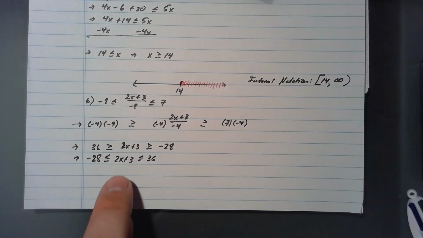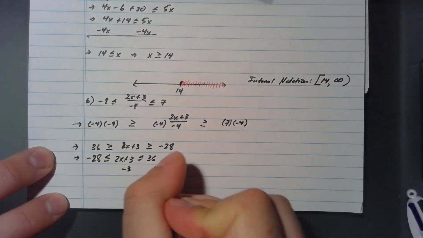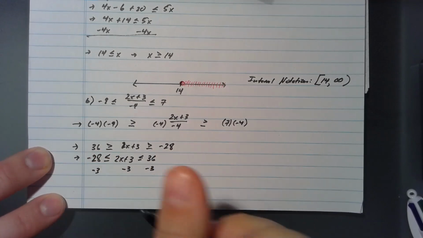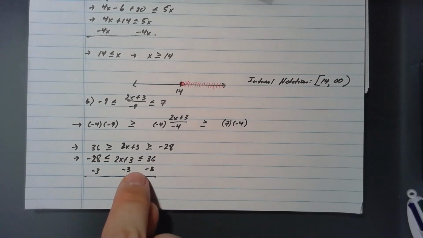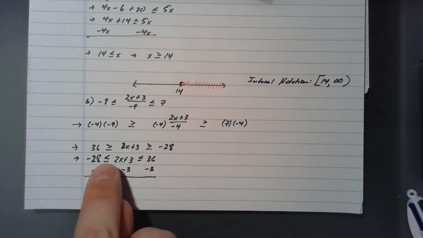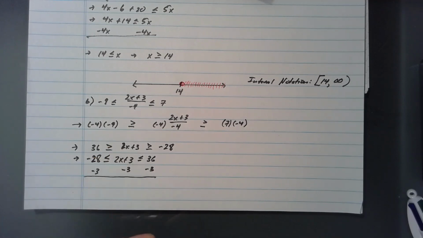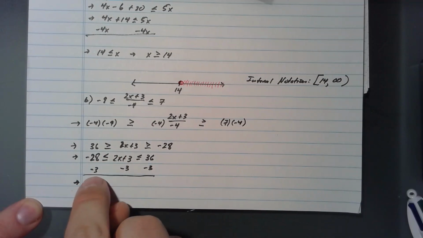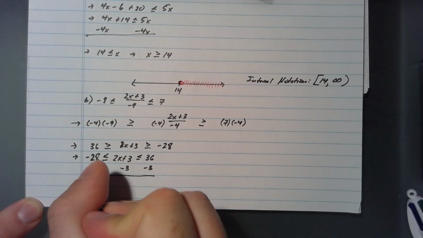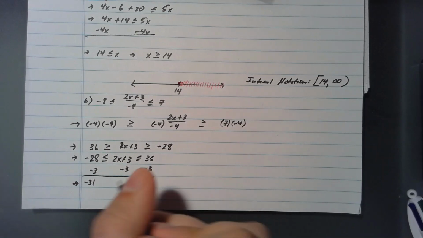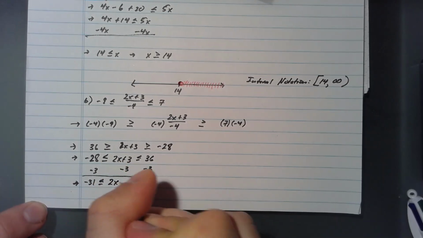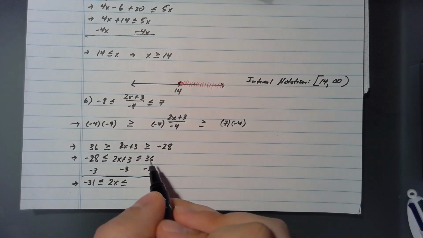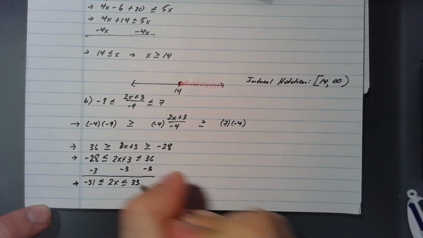Now from here, it's pretty straightforward. Just solve for x. So subtract 3 from all three sides. Now since I'm subtracting 3, I don't have to flip the inequality. That only happens when I'm multiplying or dividing by a negative number. You could subtract 3 and still keep it fine. So -28 minus 3 is -31, which is less than or equal to 2x, which is less than or equal to 36 minus 3 is 33.